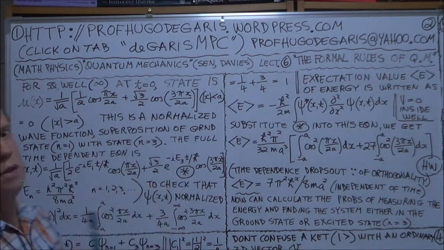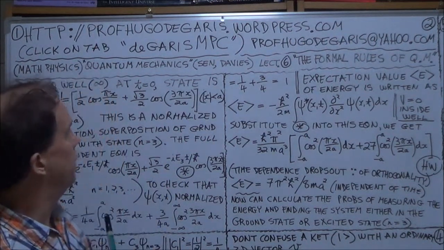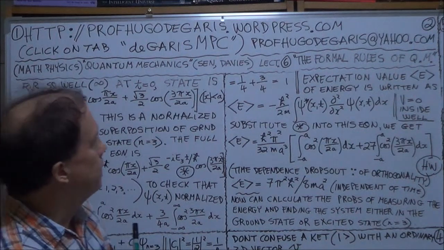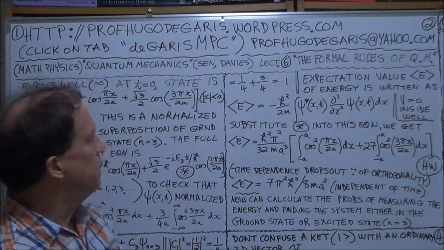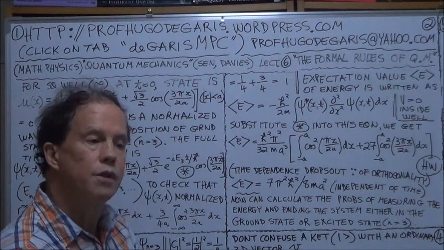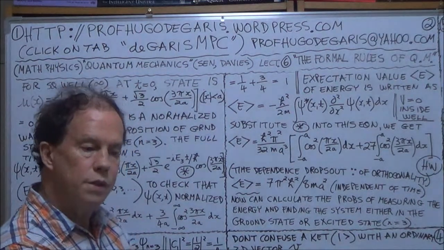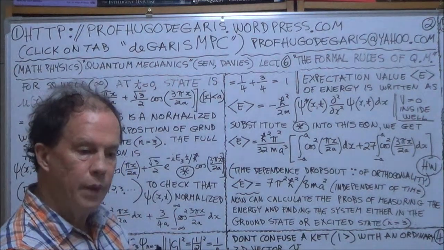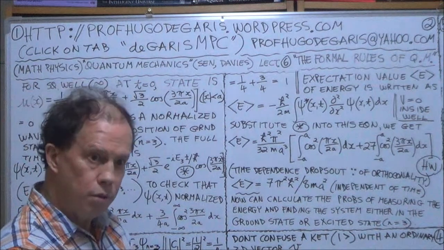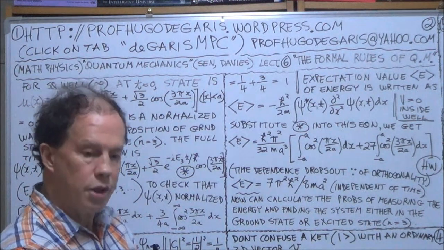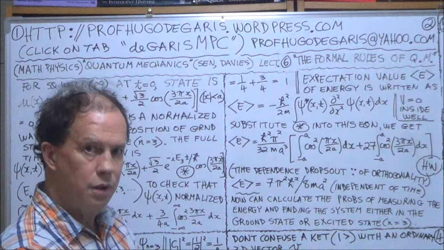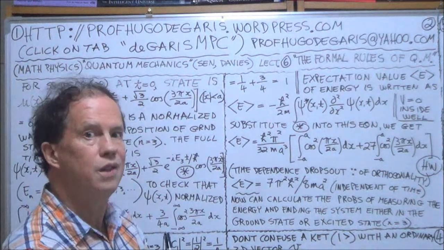This wave function here is normalized. Surprise, surprise. Alright, so now we've got the wave function, and it's a superposition of two wave functions that correspond to two different discrete quantized energies, so E1 and E3.